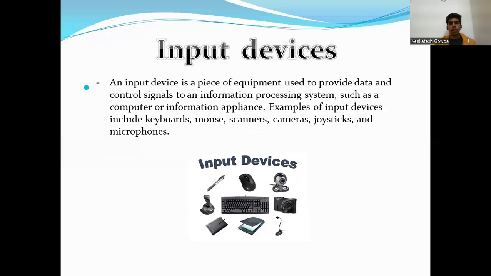Now we shall discuss the input devices. An input device is a piece of equipment used to provide data and control signals to an information processing system, such as a computer or information appliances. Some examples of input devices are keyboards, mouse, scanners, cameras, joysticks, and microphones. So here you can see the various kinds of input devices which are used to enter data into the computer system.